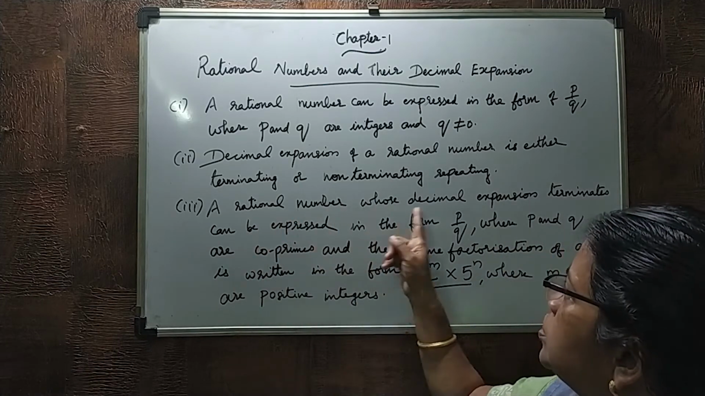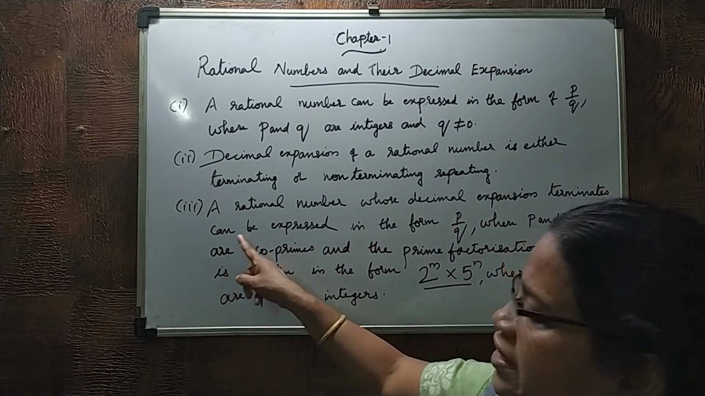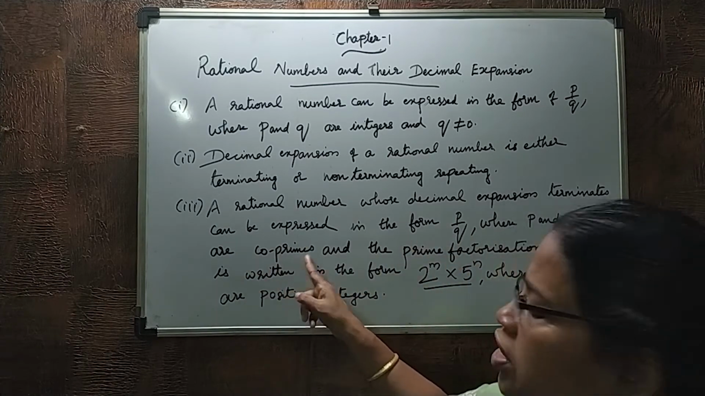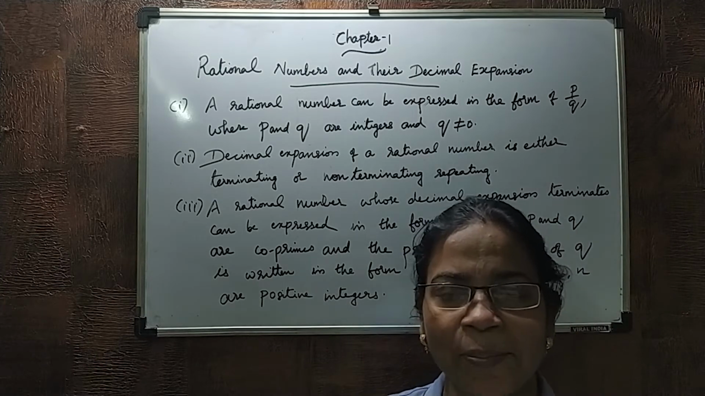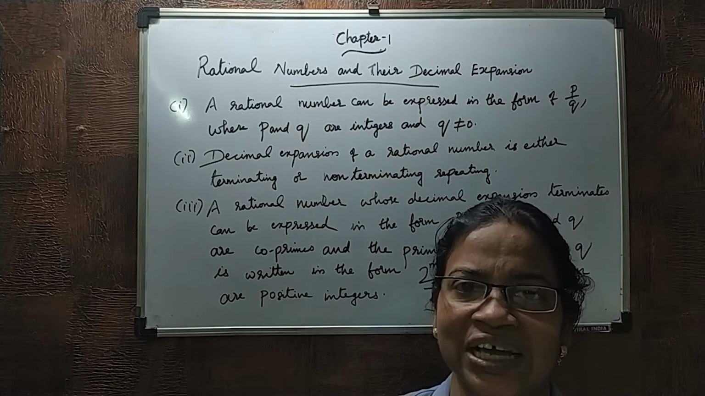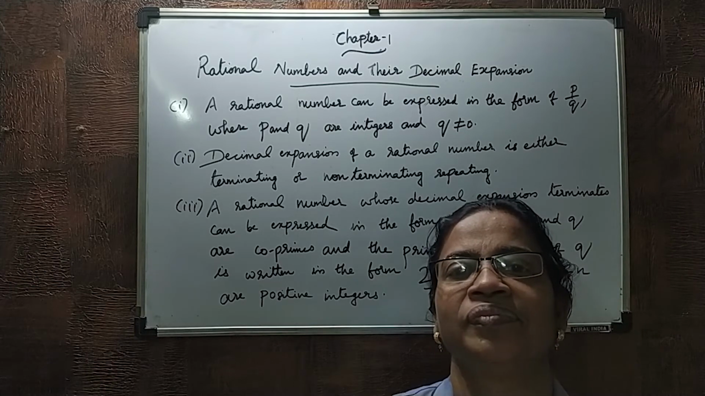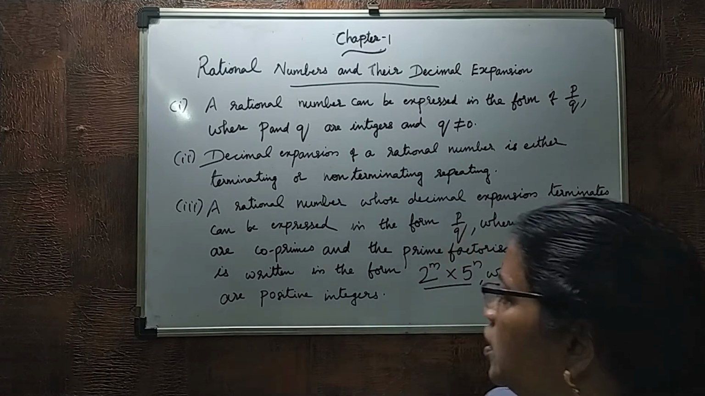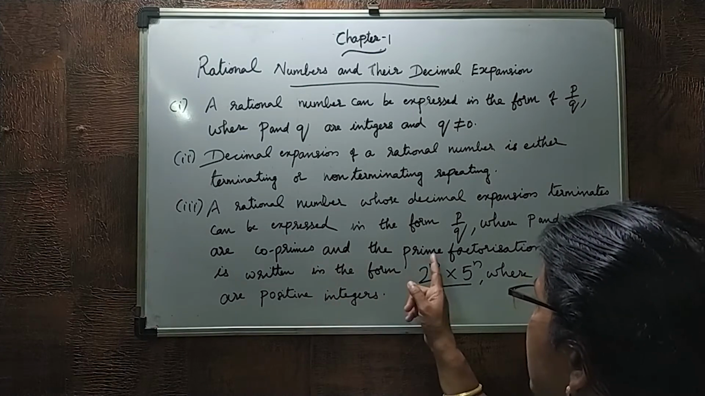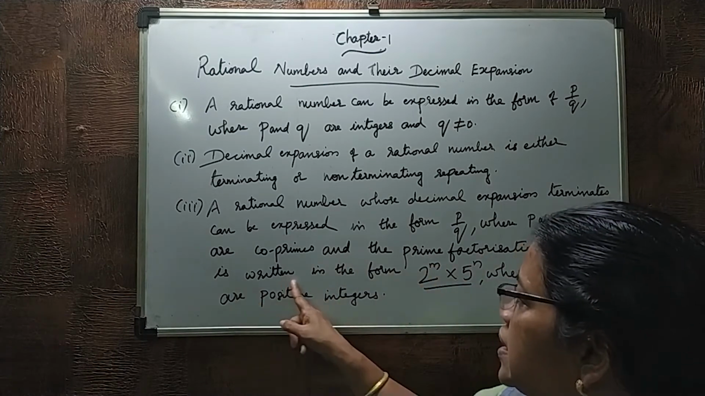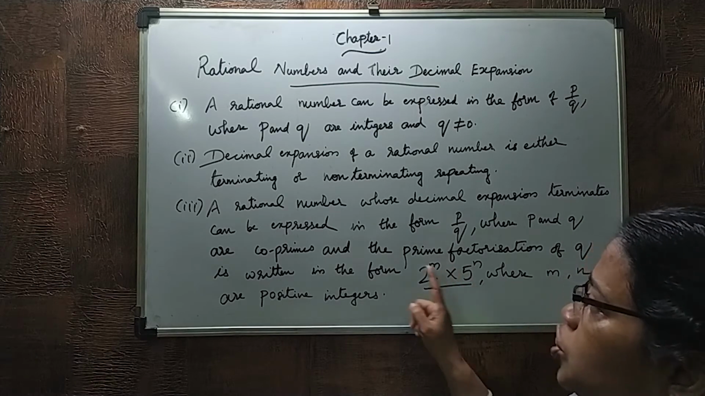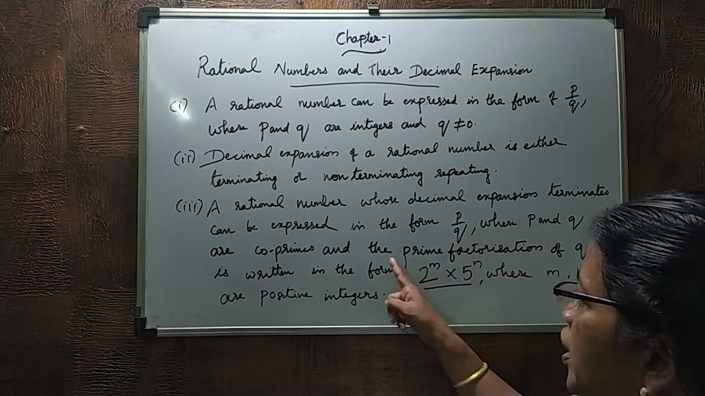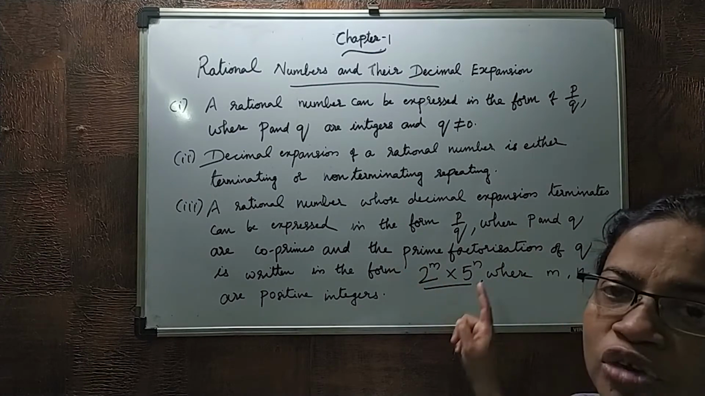A rational number whose decimal expansion terminates can be expressed in the form p by q, where p and q are co-primes. Co-primes means the numbers which have only the factors of the number itself and 1. Suppose 3 is a co-prime because the factors of 3 are 3 and 1. So p and q are co-primes, and the prime factorization of q is written in the form of 2 raised to m into 5 raised to n. q means the denominator.